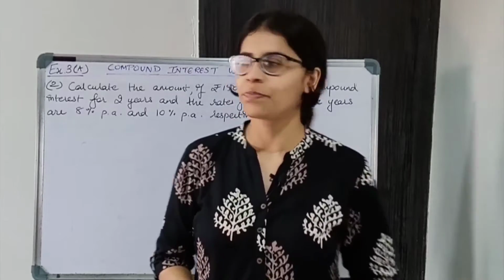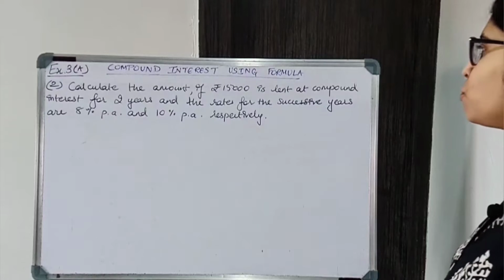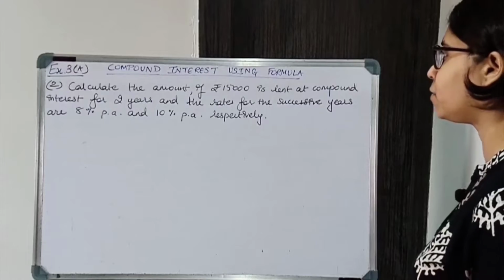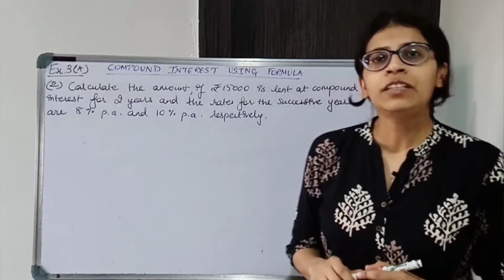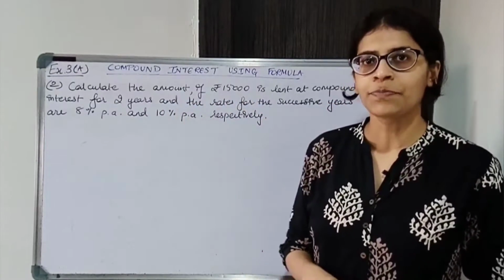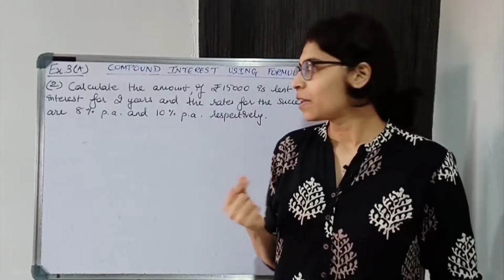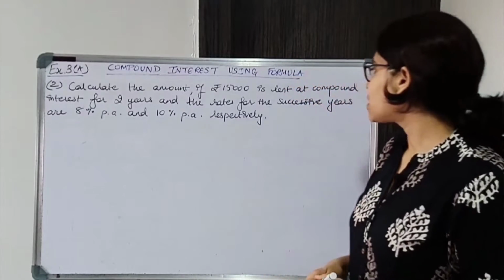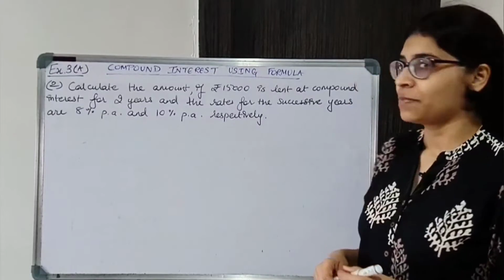Question number 2. Calculate the amount if rupees 15,000 is lent at compound interest for 2 years and the rates for the successive years are 8% per annum and 10% per annum respectively. We have to find the amount A. Okay, now 15,000 is lent for 2 years at compound interest. Okay, so 15,000 is going to be the principal amount, P. For 2 years, number of years is 2. And the rates for the successive years are 8% per annum and 10% per annum respectively.